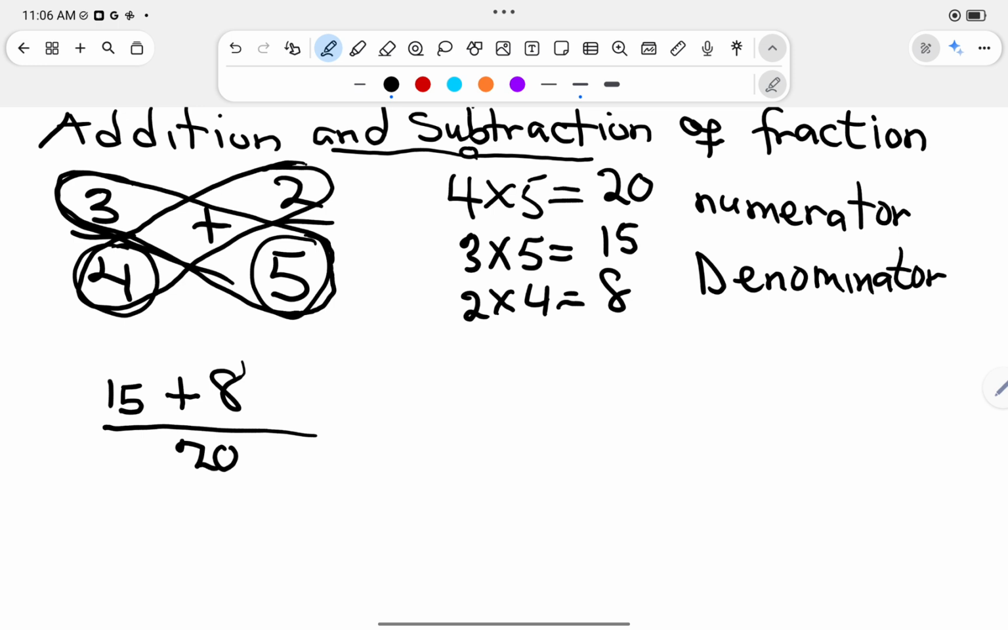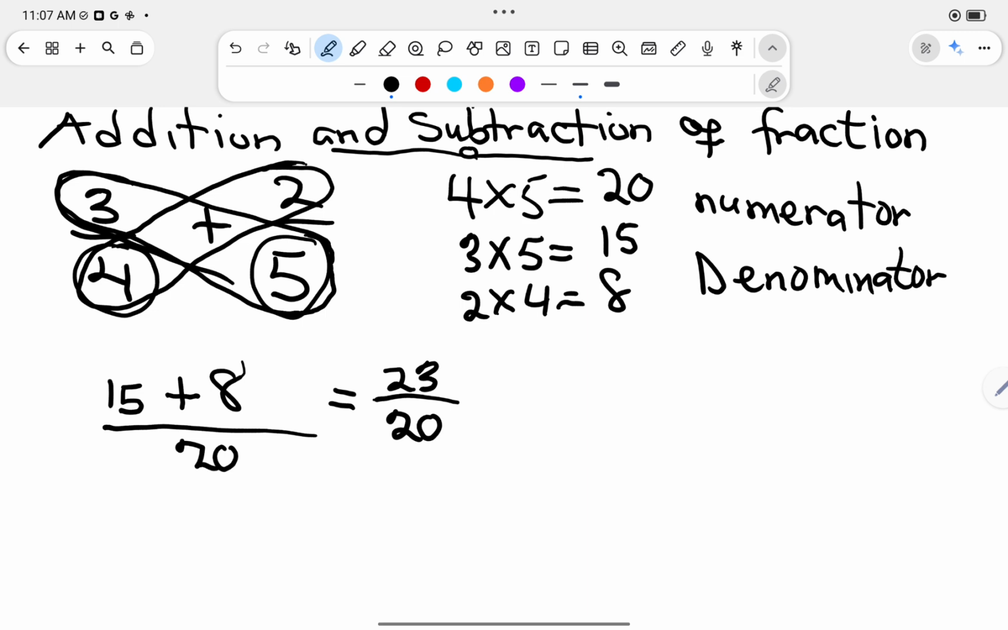So now, as you can see, we have 15 plus 8, so we are going to have 23. And then we have 20 below, under the line that we wrote. So we are going to have the 20 over here. So the answer is going to be 23 out of 20. And this method is mostly called the butterfly method.